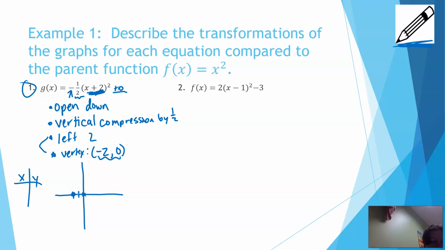So here's negative 2. I'm going to pick negative 1 and 0 for my table. I only need 2 other ones because, again, I know they're symmetric, so I'm just going to reflect those points. And then I plug them in.